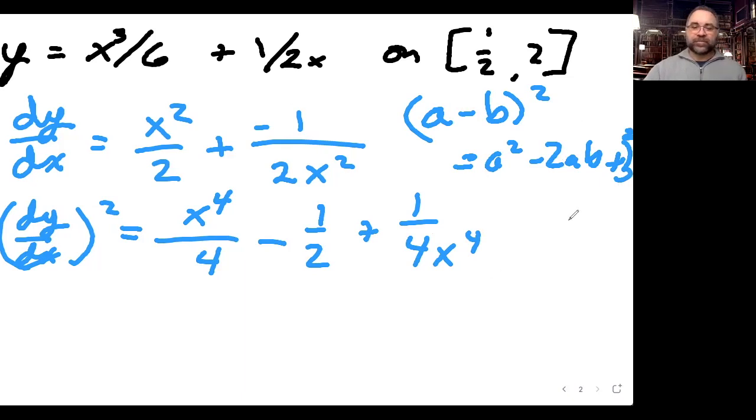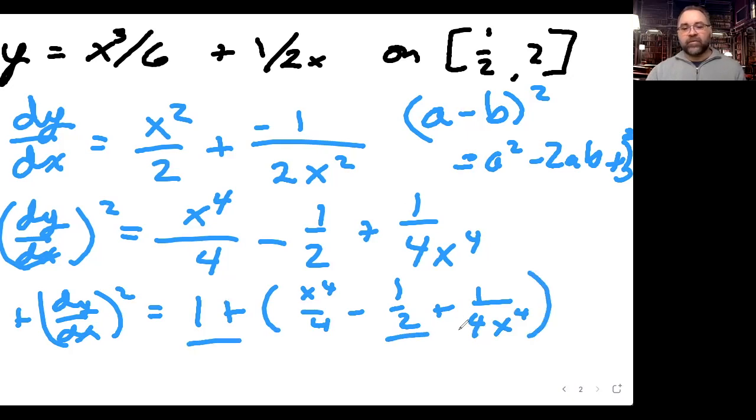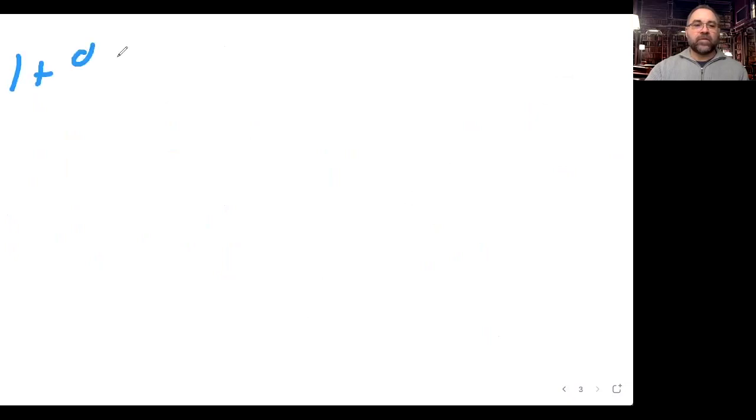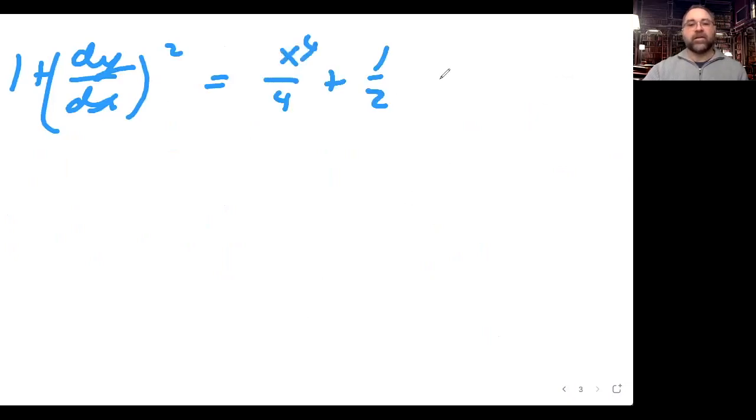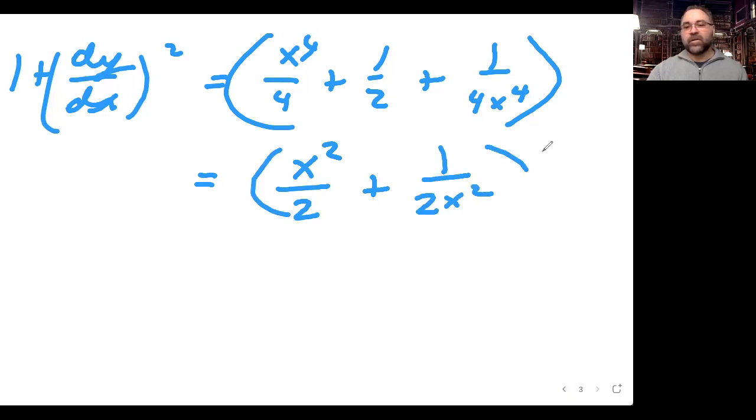Yep, there we go. All right, then remember inside the radical sign, it's 1 plus dy dx squared. Well, what happens if I add 1 to this whole thing? The 1 and the -1/2 combine. So I get 1 plus dy dx squared is actually x to the 4th over 4 plus 1/2 plus 1 over 4x to the 4th. And if you're thinking, well, what did I really do there? Guys, that's a perfect square binomial. That's x squared over 2 plus 1 over 2x squared, quantity squared. And now you kind of see where we're headed with this.